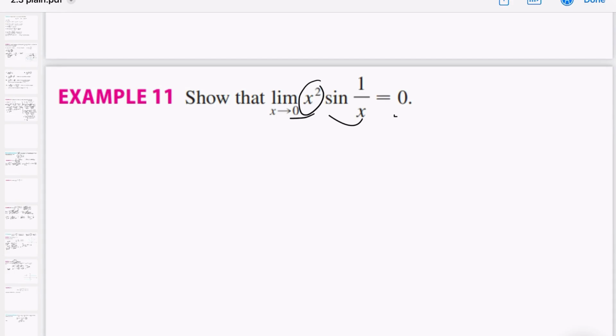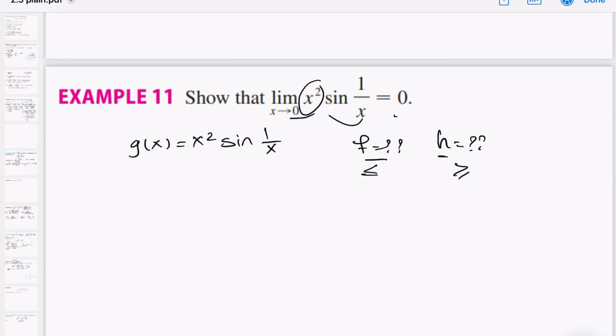And so we need to find a function f smaller than g of x, which is, here's the g of x, x squared times sine 1 over x. So we need to find f and find h. Find the function f, which is smaller than g, and function h, which is bigger than g, such that both f of x and h of x approach 0.